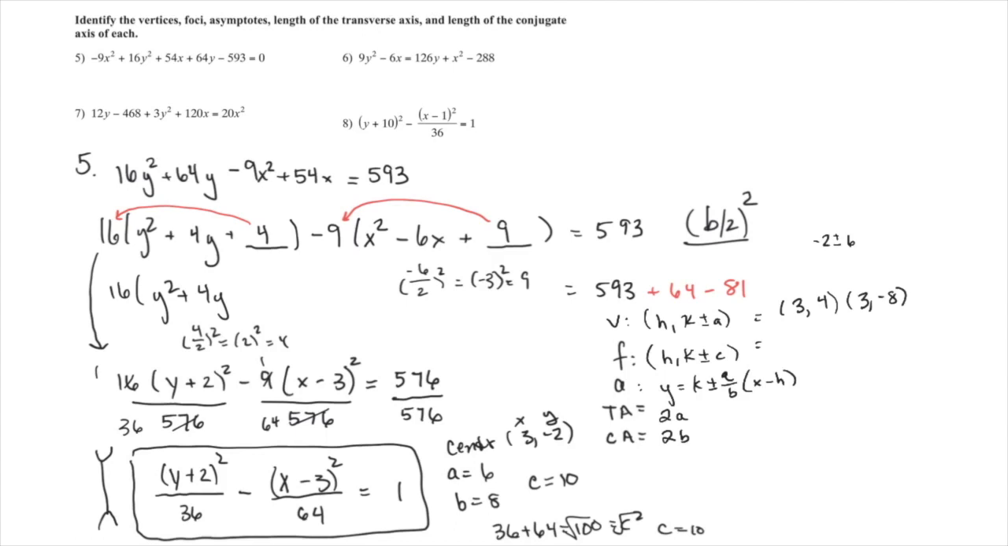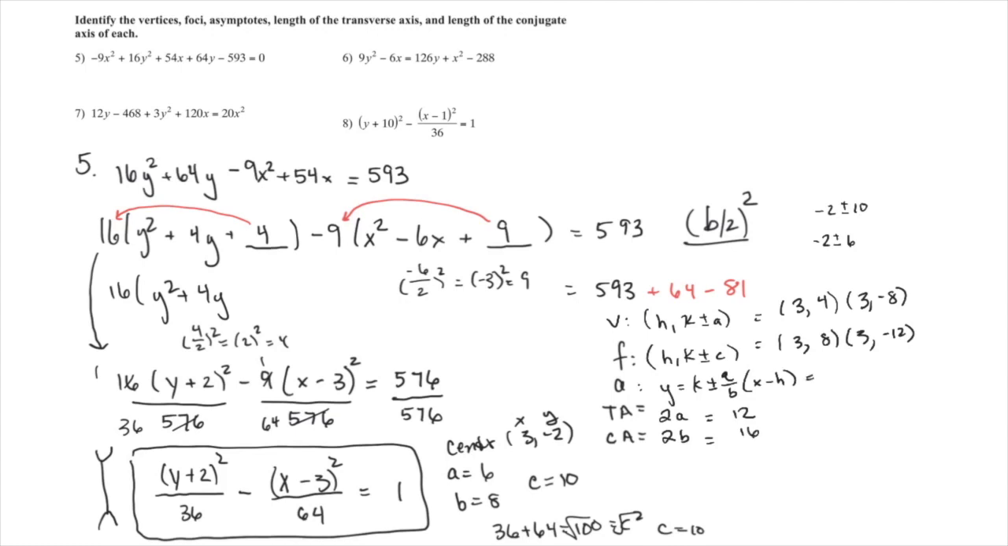To do the same thing with my foci, this time I'm going to be adding -2 plus or minus c, which is 10. So I'm going to have 3, 8 and 3, -12. Let's go ahead and do this piece. 2 times a is 12, and 2 times b is 16.